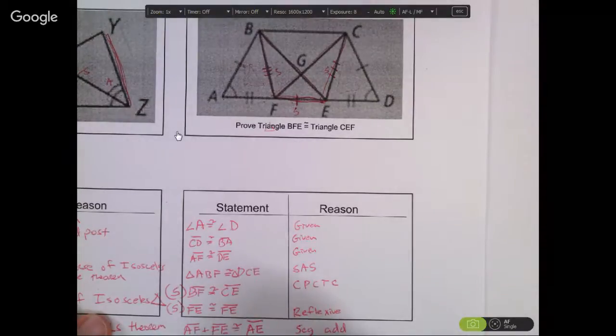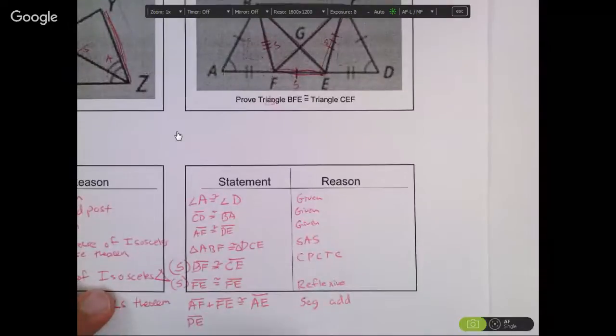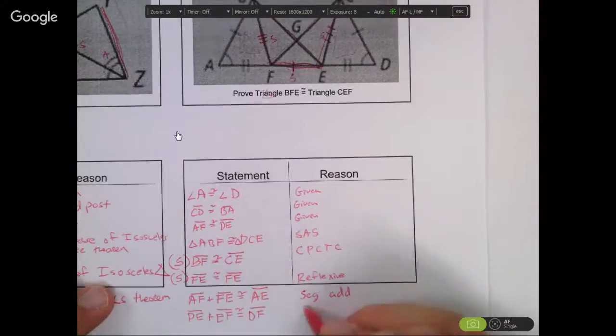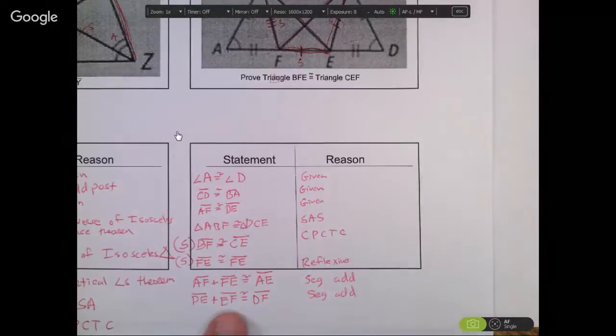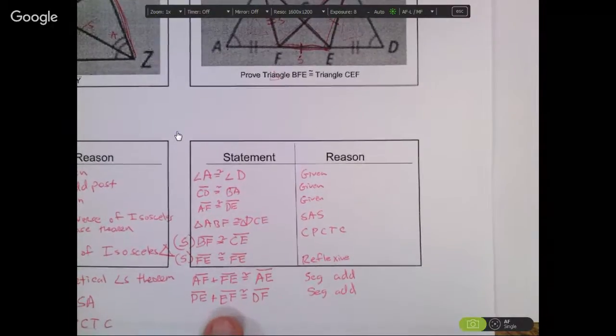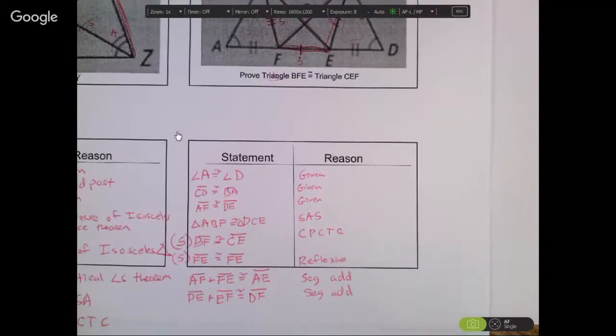DE. Dude, I don't know how you write this down. DE plus EF is congruent to DF, segment addition. Wait, hold on one second. Pause. Is that EF? Yeah, I'm sorry, that is an E. EF equals DF? Yes. No.